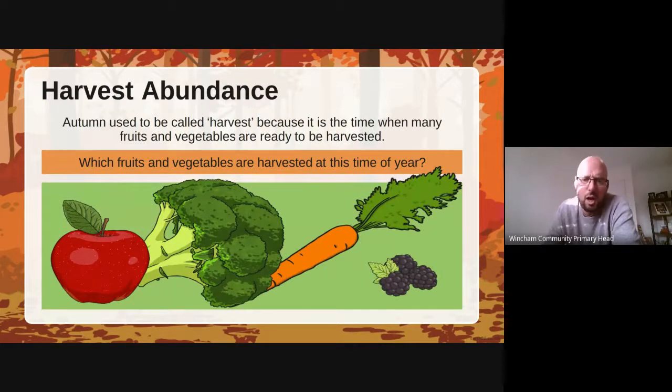Now, autumn used to be called harvest because it's the time when many fruits and vegetables are ready to be harvested. So we've got some examples of things that are ready to be harvested at this time of year. I was walking the other day and there were loads of blackberries actually growing at the side of the path where I was walking. And there's loads of other things. So put your hand up if you've been growing vegetables in your garden this year. There's lots of people, and you might have things that you've been picking already in your garden, or you might be at the stage where you're just about to start. Maybe you've been helping mums and dads, which is really good.